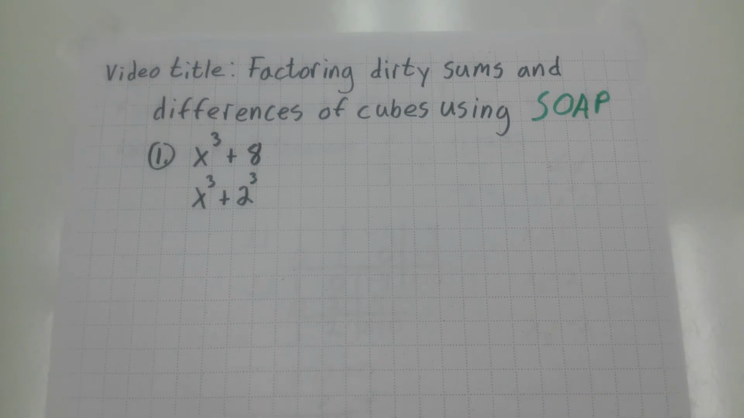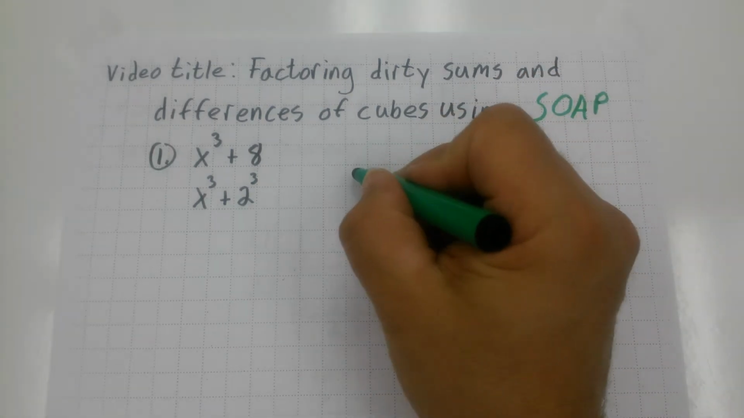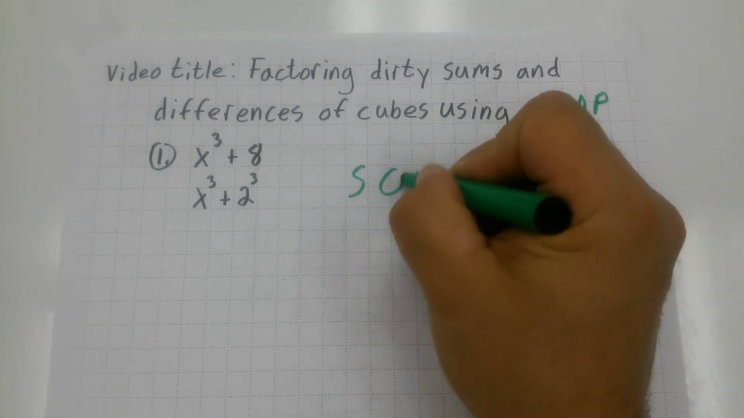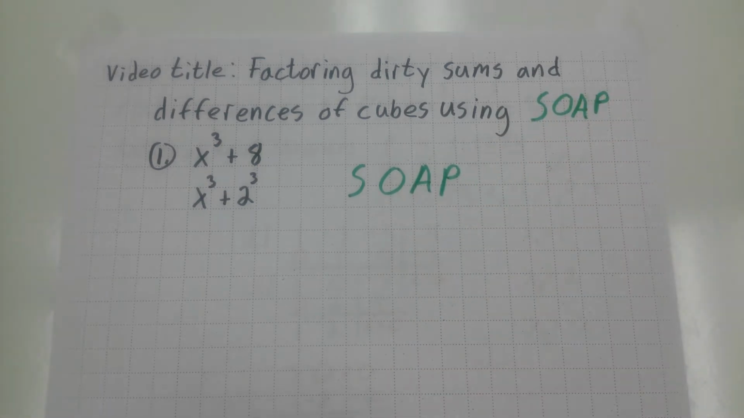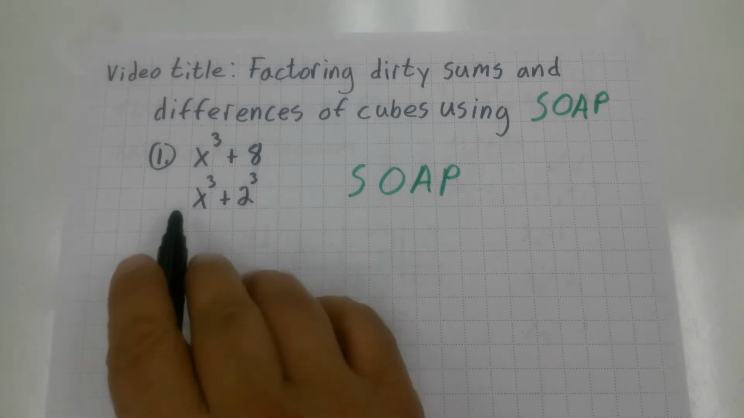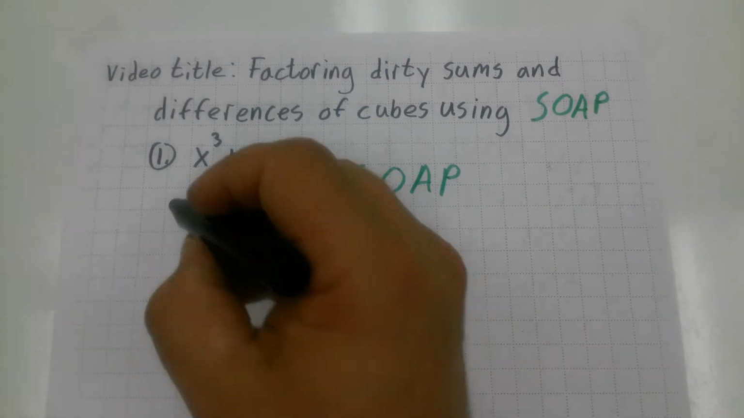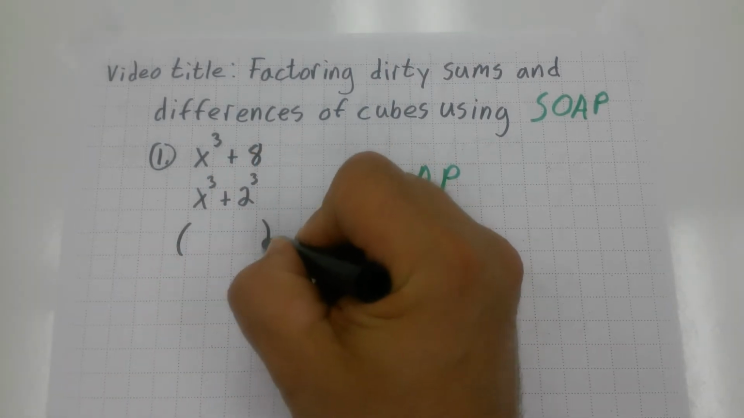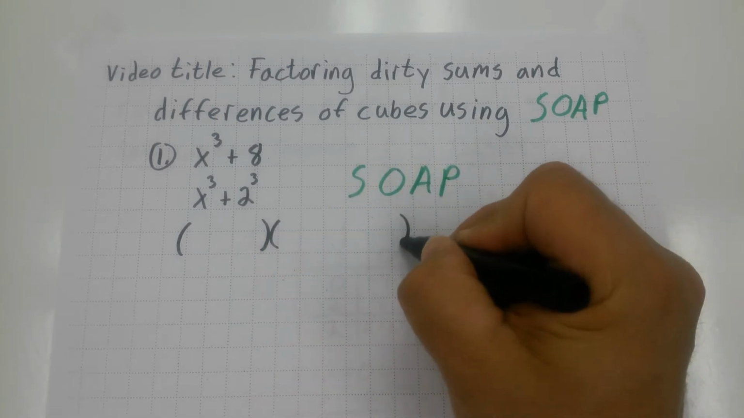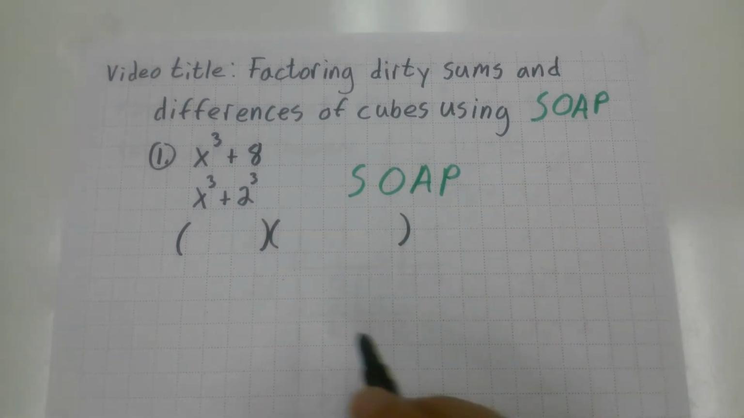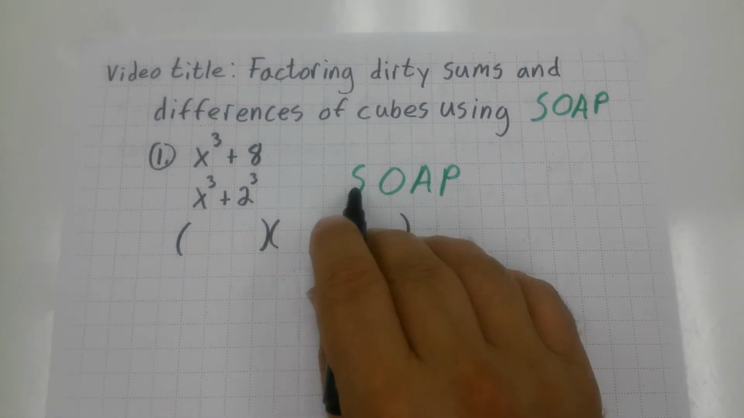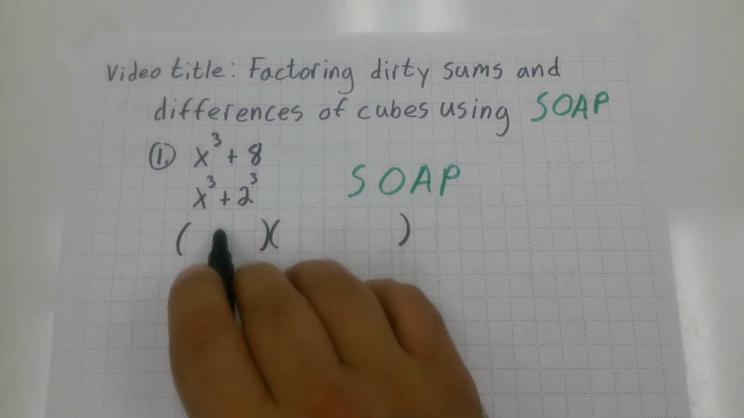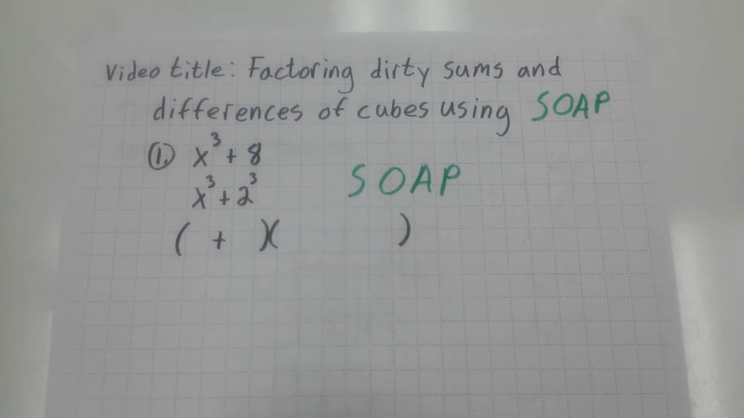And now I'm going to use this method called SOAP. This is just a cute little acronym for what the signs are going to be in the factored version of this sum of two cubes. So I set up these factors, these parentheses, and now I'd like to know what this sign is going to be here. And that's going to be the same. That's what S stands for.